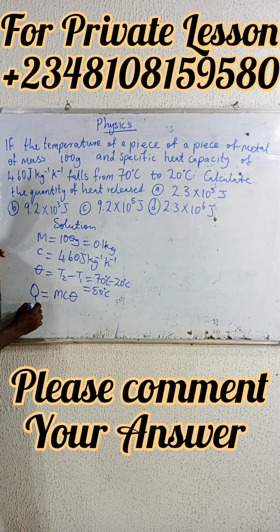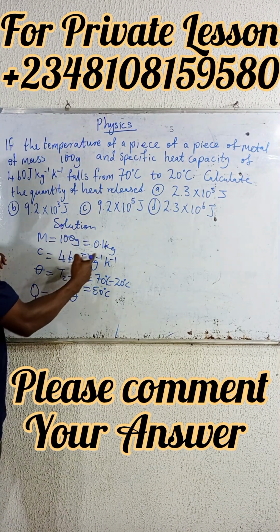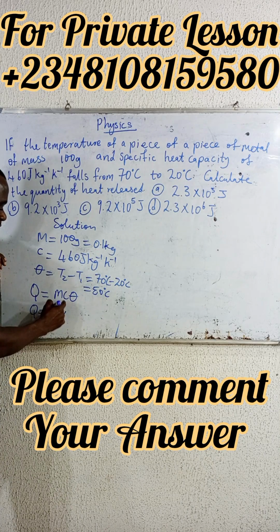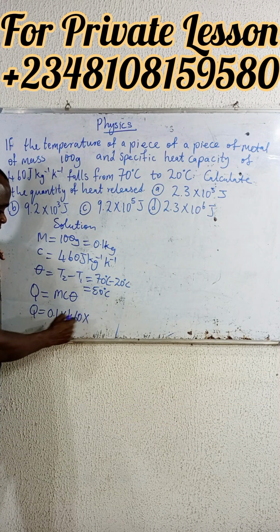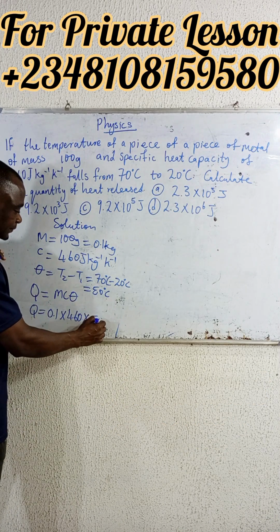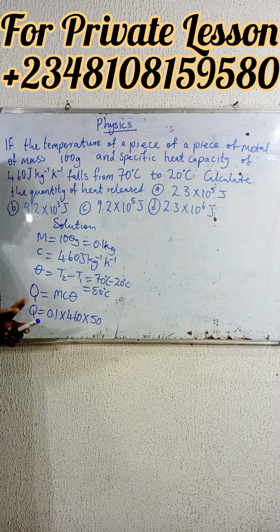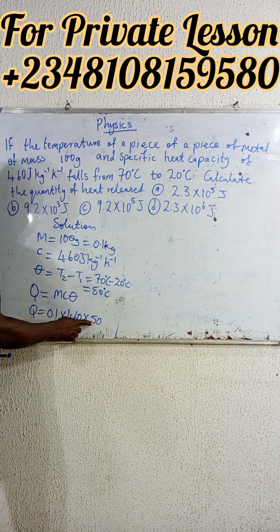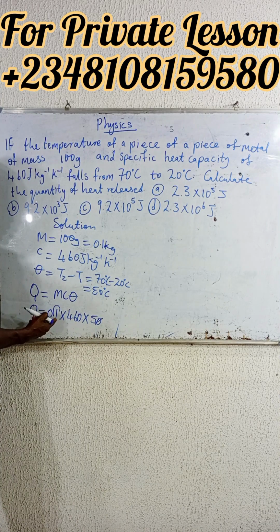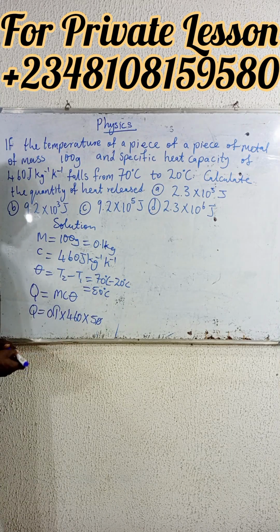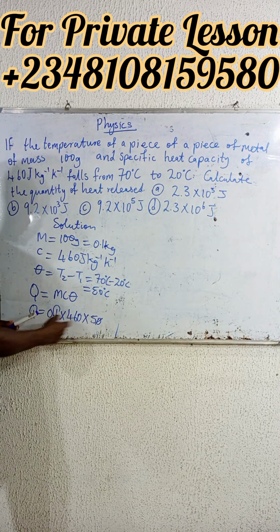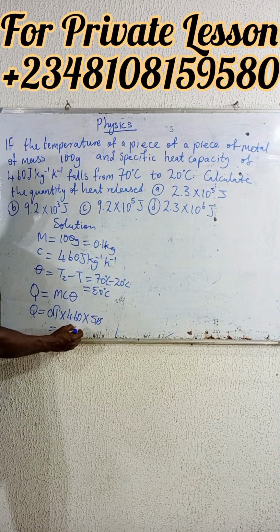All right. Now the quantity of heat is equal to the mass, 0.1, times the specific heat capacity, 460, times the change in temperature, that is 50. You can do this without a calculator. 0.1 times 50 will give us 5, because this 0 will move the decimal one place, so this will be 1 and this one will now be 5. 460 times 5 will give us 2300 joule.